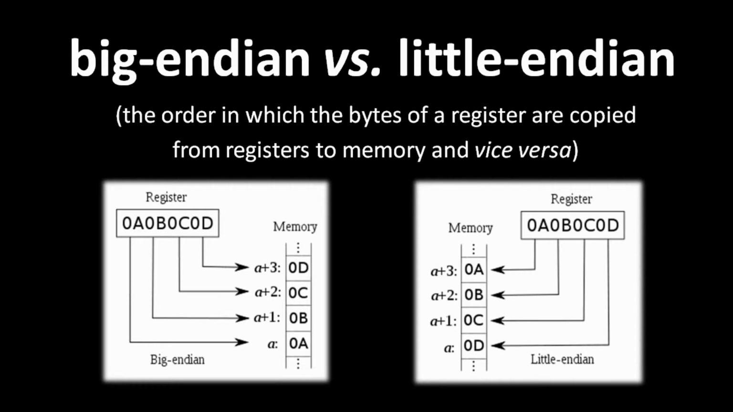Now, many sources you might read insist that the choice between big endian and little endian is completely arbitrary, that they make equal sense. But don't listen to those sources.